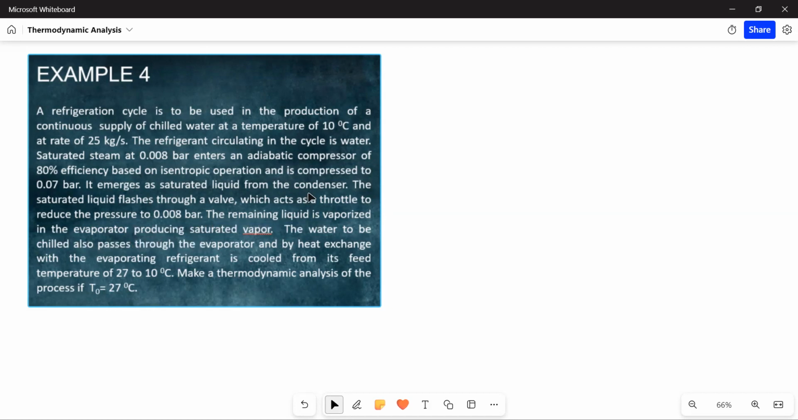The saturated liquid flashes through a valve which acts as a throttle to reduce the pressure to 0.008 bar. The remaining liquid is vaporized in the evaporator, producing saturated vapor. The water to be chilled also passes through the evaporator and by heat exchange with the evaporating refrigerant is cooled down from its feed temperature of 27 to 10 degrees. Make a thermodynamic analysis of the process if T naught is 27 degrees Celsius. Let me pause here to copy and paste the process diagram and TS diagram.